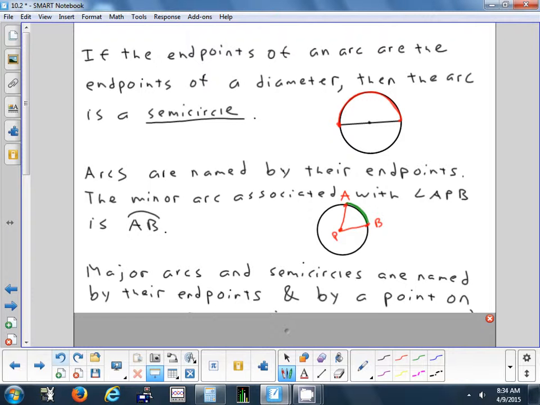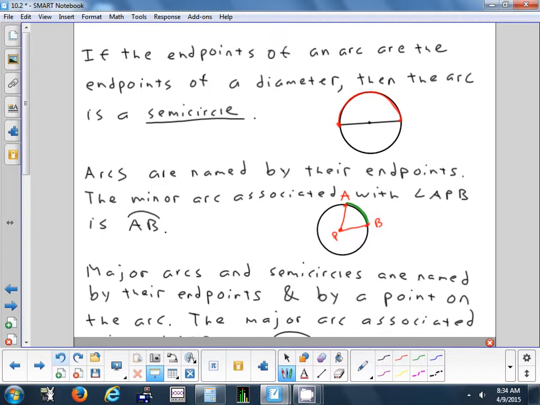If you want to name a major arc or a semicircle, you're still going to use the endpoints, but you need one more point that's on the arc, like point C. Now, if I wanted to name the major arc, one that goes like this, I could call it arc ACB. Right, and now there's no confusion whether I mean the small arc or the big arc, because I used A, C, B. You just trace along that path, you get the major arc.